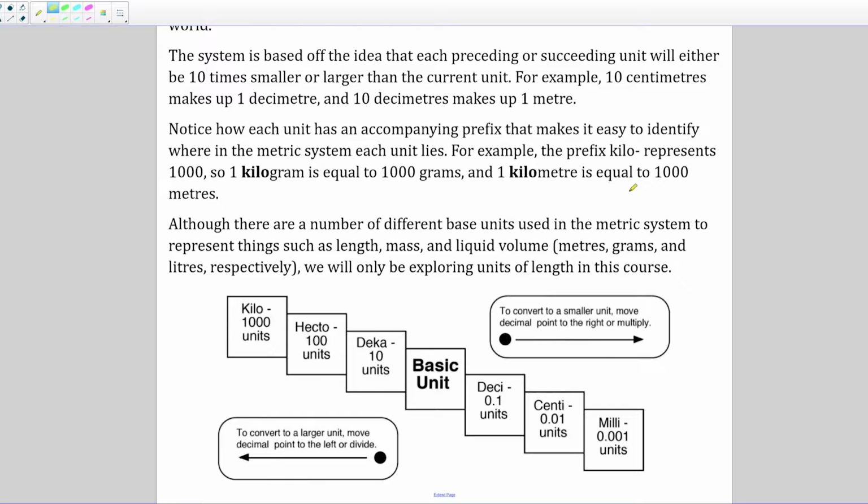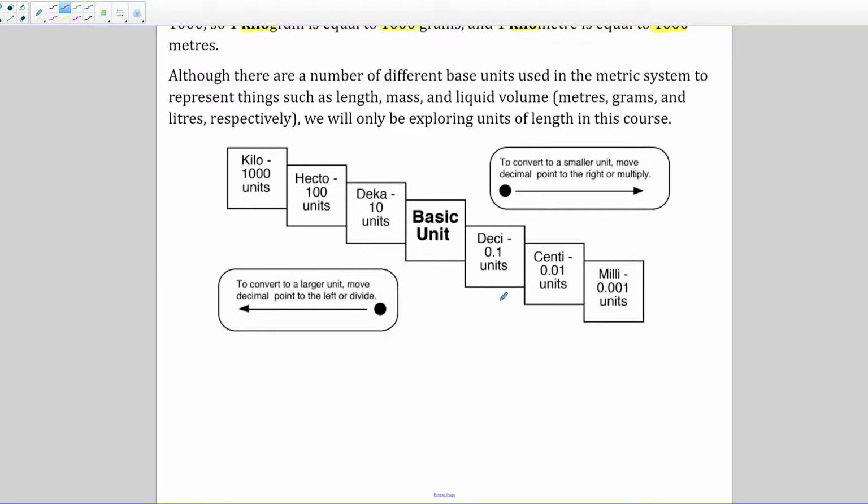The nice thing about the metric system is that each one of them has a unique prefix that makes it easy to identify where in the metric system each unit lies. If we're thinking about the prefix kilo, this represents 1,000. So 1 kilogram is going to be equal to 1,000 grams, and 1 kilometer is going to be equal to 1,000 meters. Although there are a number of different units in the metric system, we're only going to be exploring units of length in Math 10C.